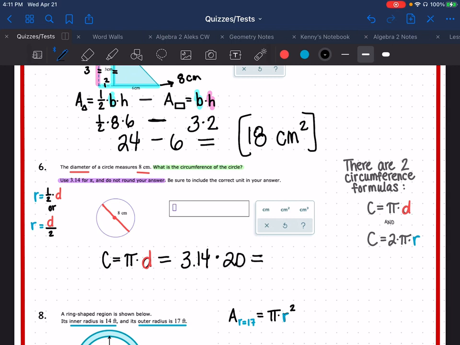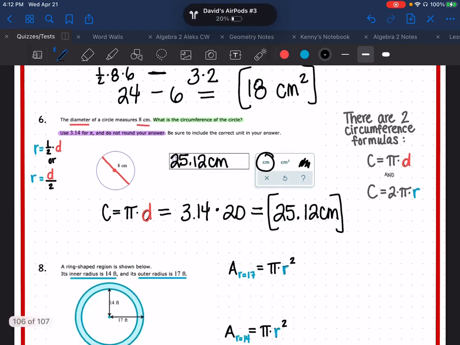I'm going to put that in a calculator, either the one in Desmos or the one that Alex provides for me, and I get this. We're talking about circumference, so it is simply centimeters. It is not centimeters squared. Don't use the cube.